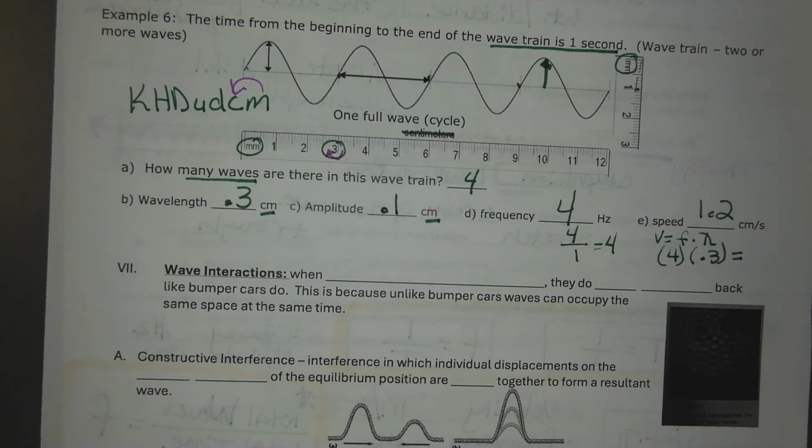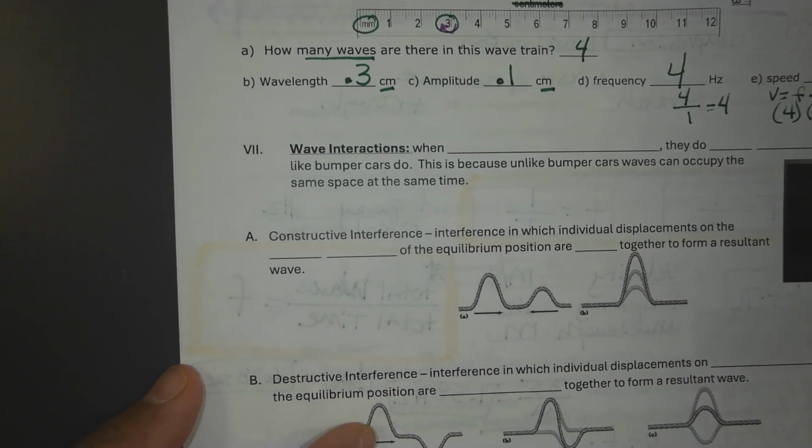Now let's go back to old school. Is energy matter? No, energy is not matter. It doesn't have mass and it doesn't have volume to occupy space. And because energy is not matter, energy, or two waves carrying energy, can occupy the same space at the same exact time.